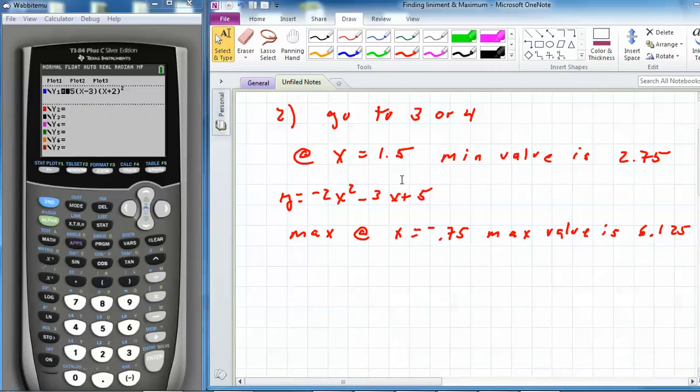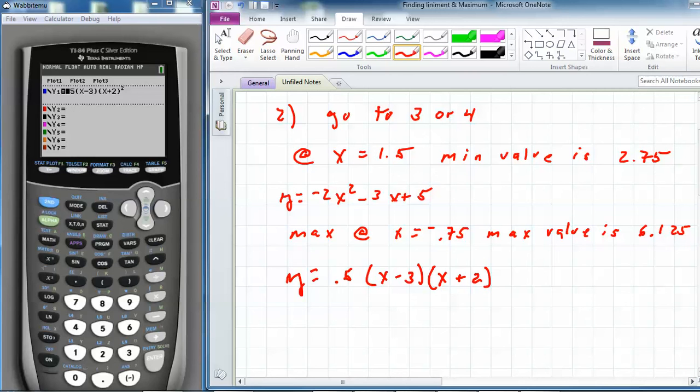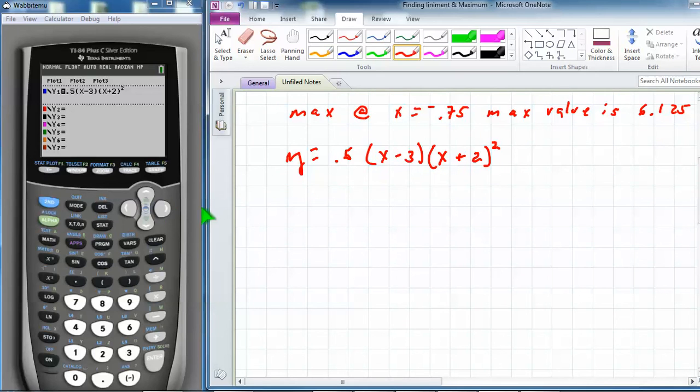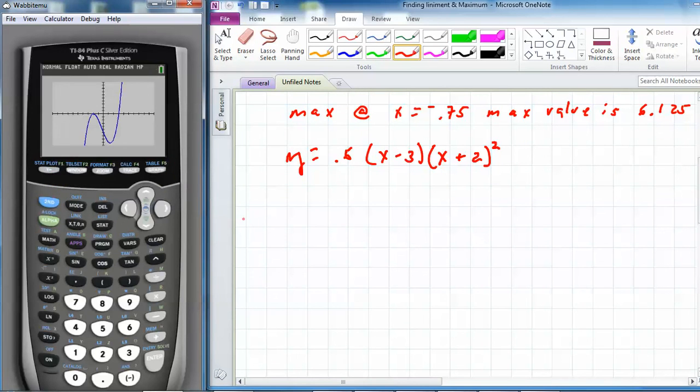Okay, for our last example, we're going to look at y equals 0.5x minus 3 in parentheses, times x plus 2 squared. This is a cubic. If you multiplied this all out, you'd find out it's a cubic. Now, let's look at the graph.